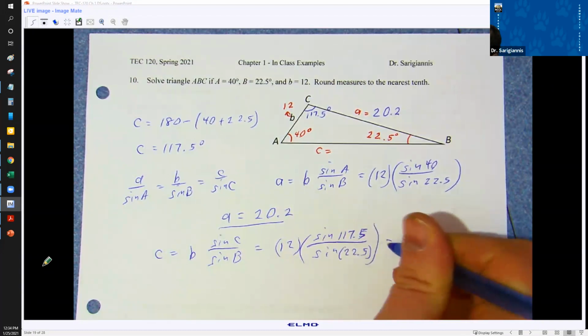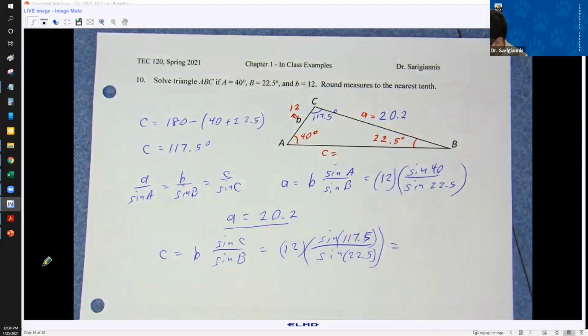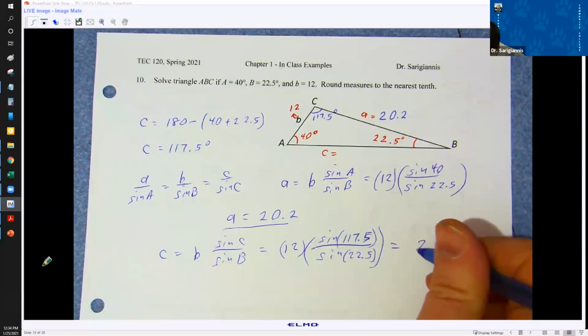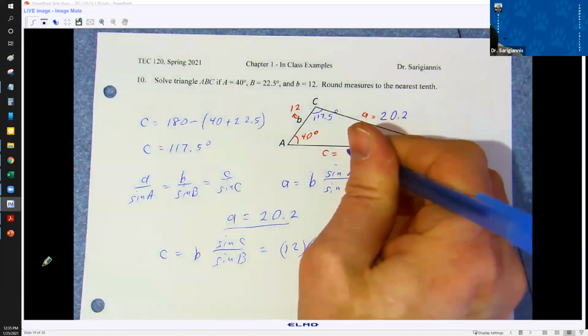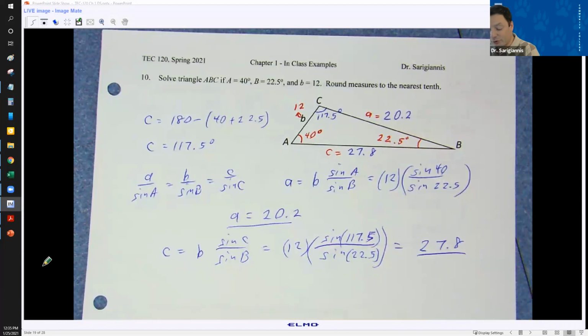I don't know why I did that. It is probably good to put parentheses so you can tell when you get sloppy writing like my own. 27.8. That's what it comes out to be. So we'll label this 27.8. So that's what C is. So yeah, that's solving the triangle using the sine rule.